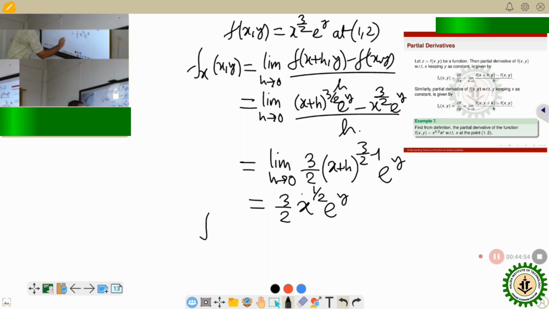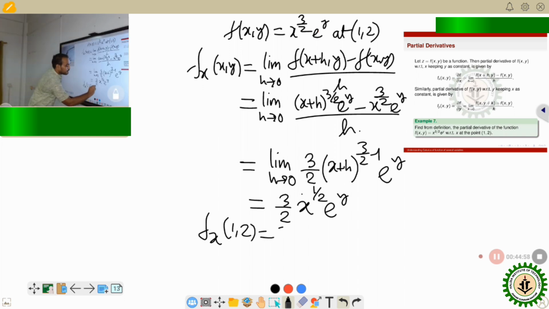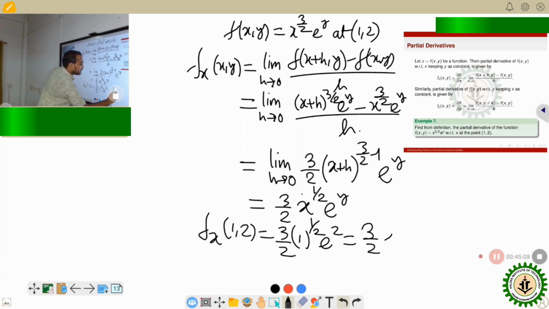So f sub x at 1 comma 2 will be 3 by 2 times 1 to the power half times e to the power 2. So the final answer will look like 3 by 2 e squared. This is the required partial derivative of the function f of x, y equal to x to the power 3 by 2 times e to the power y at 1 comma 2, which is 3 by 2 e squared.